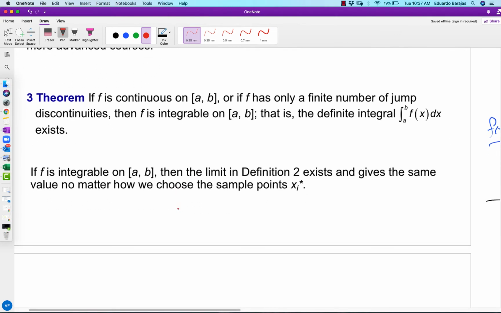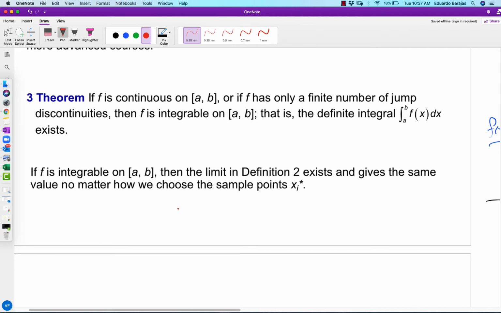Okay, so theorem 3, if f is continuous on a to b, or if f has only a finite number of jump discontinuities, then f is integrable on a to b. That is, the definite integral from a to b of f of x dx exists. If f is integrable from a to b, then the limit in definition 2 exists and gives the same value no matter how we choose the sample points x sub i star.